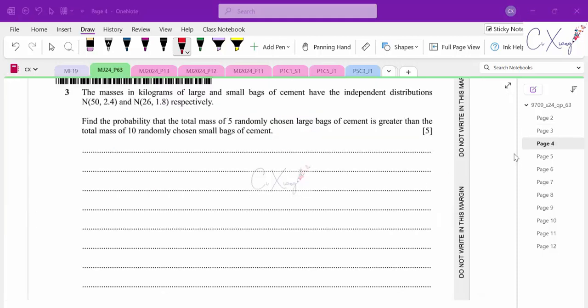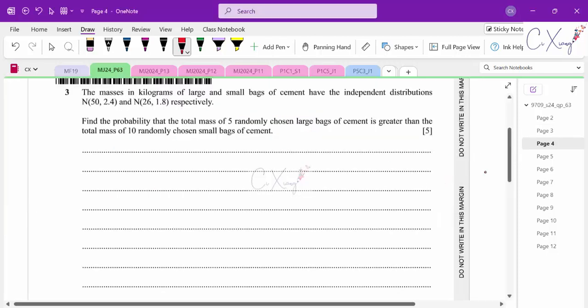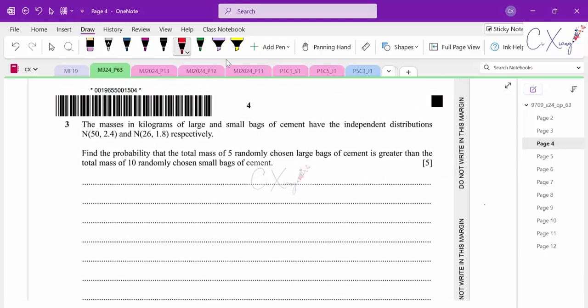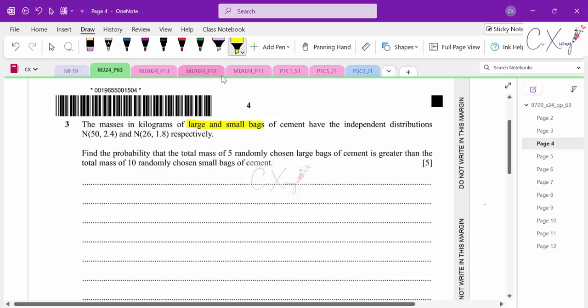Okay, so question number 3. They are talking about the mass in kilogram for large and small bags. We are having large bags, we are having small bags of cement, which have independent distribution and both of them are normally distributed. Okay, so maybe for the large one, I label it as X, small one, I label it as Y. They want us to find the probability that the total mass of 5 randomly chosen large bag, so 5X, greater than the total mass of 10 randomly chosen small bag. So they are asking us to find the probability of 5X greater than 10Y.